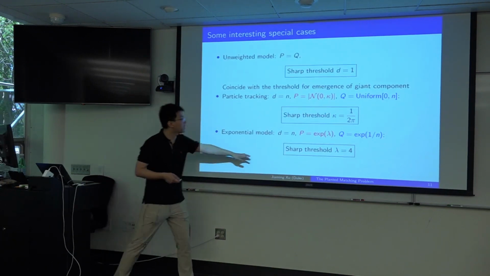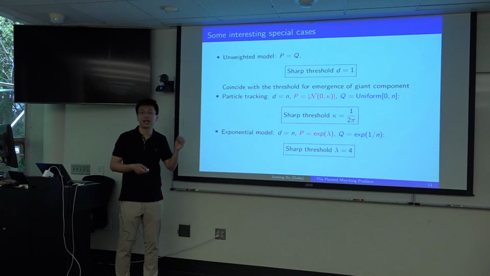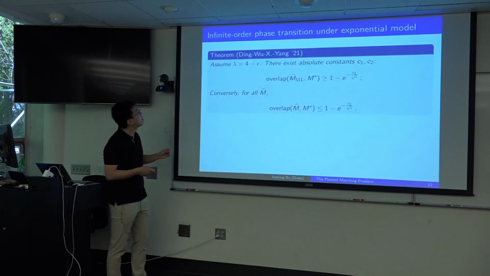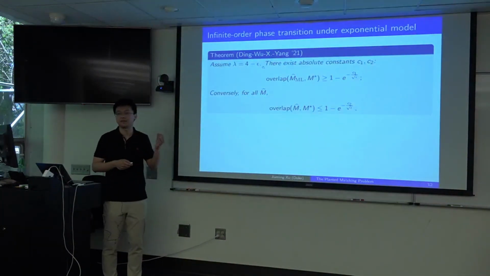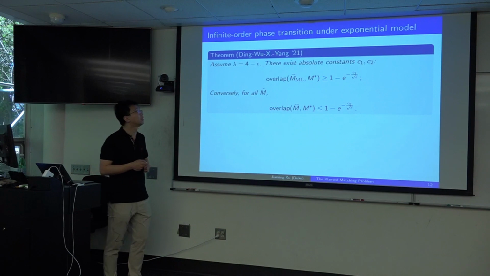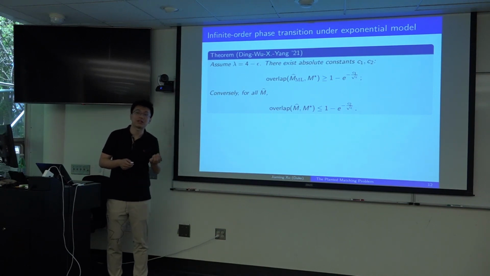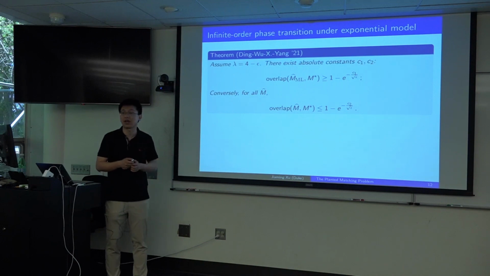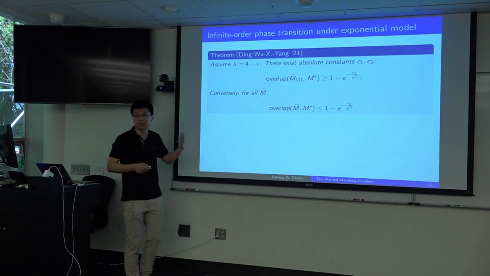So when lambda is less than 4, you would expect some fraction of errors, right? Now what we're really considering is that lambda is slightly below 4, like 4 minus epsilon. And now we can try to understand how the error depends on epsilon, or how the overlap depends on epsilon. So this overlap should be very close to 1, as we predicted.